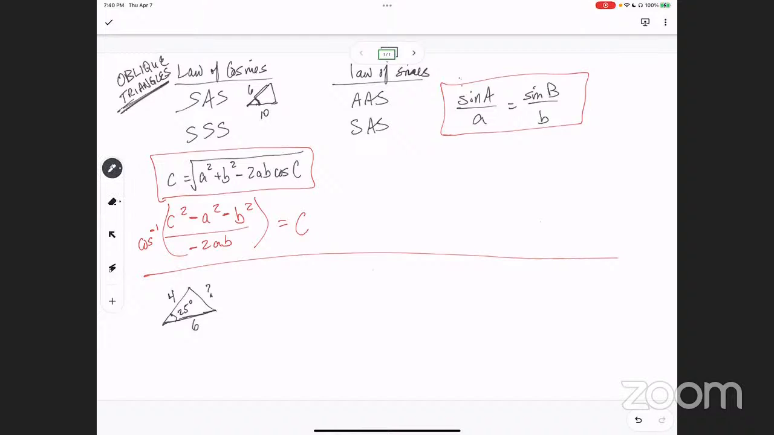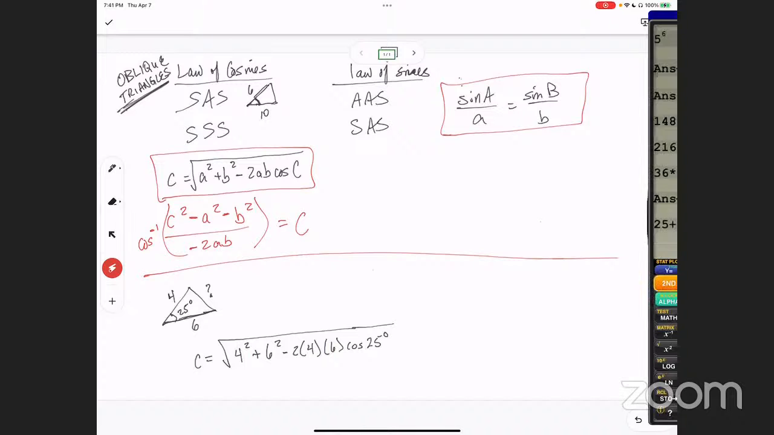So what does this c equal? Well, c equals the square root of a squared, let's call that 4, plus b squared, let's call that 6, minus 2ab cosine of c. Would it matter if you place 4 first or 6 first? Does it matter where the A, B, and C are on a triangle? Tell me. Does it matter if I switch these? No, it doesn't. Okay, good. It doesn't matter.